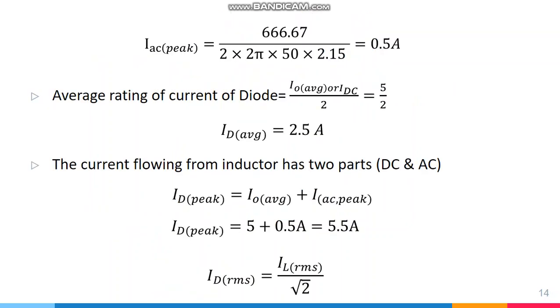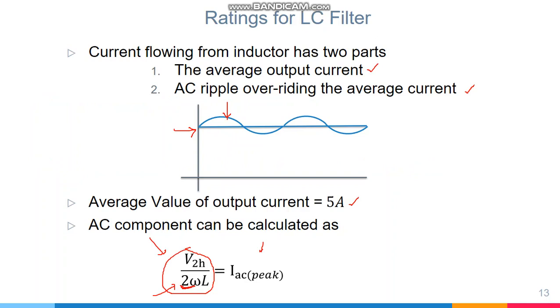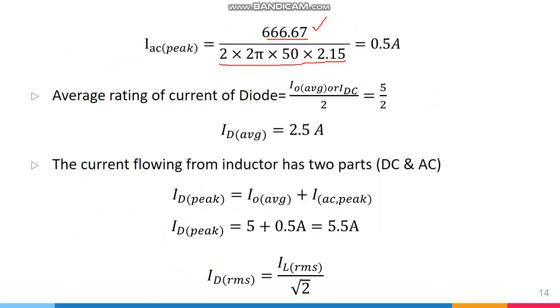IAC peak can be calculated as the voltage due to the second harmonic divided by its impedance, that is 2 omega L. So the AC component is equal to 0.5 ampere.